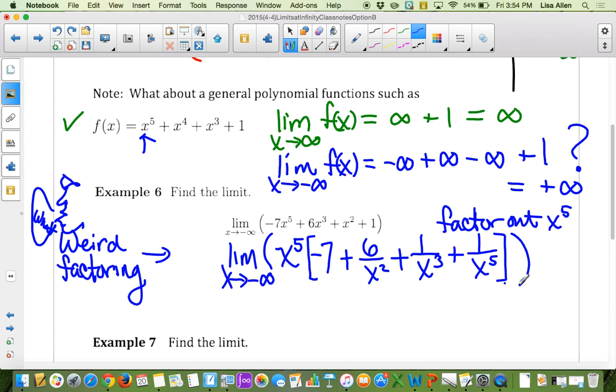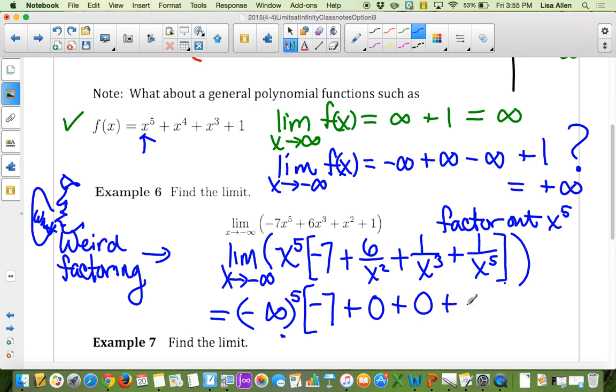So we're not ready to take the derivative, are we? We are ready to take the limit. So I'm going to plug in negative infinity to the fifth power. And think about this for a second. That's going to be negative infinity to the fifth power here, but the limit of a constant is a constant, and this becomes 0. 6 over x, as I put in negative infinity, that becomes 0. 1 over x cubed becomes 0, plus 1 over x to the fifth becomes 0.